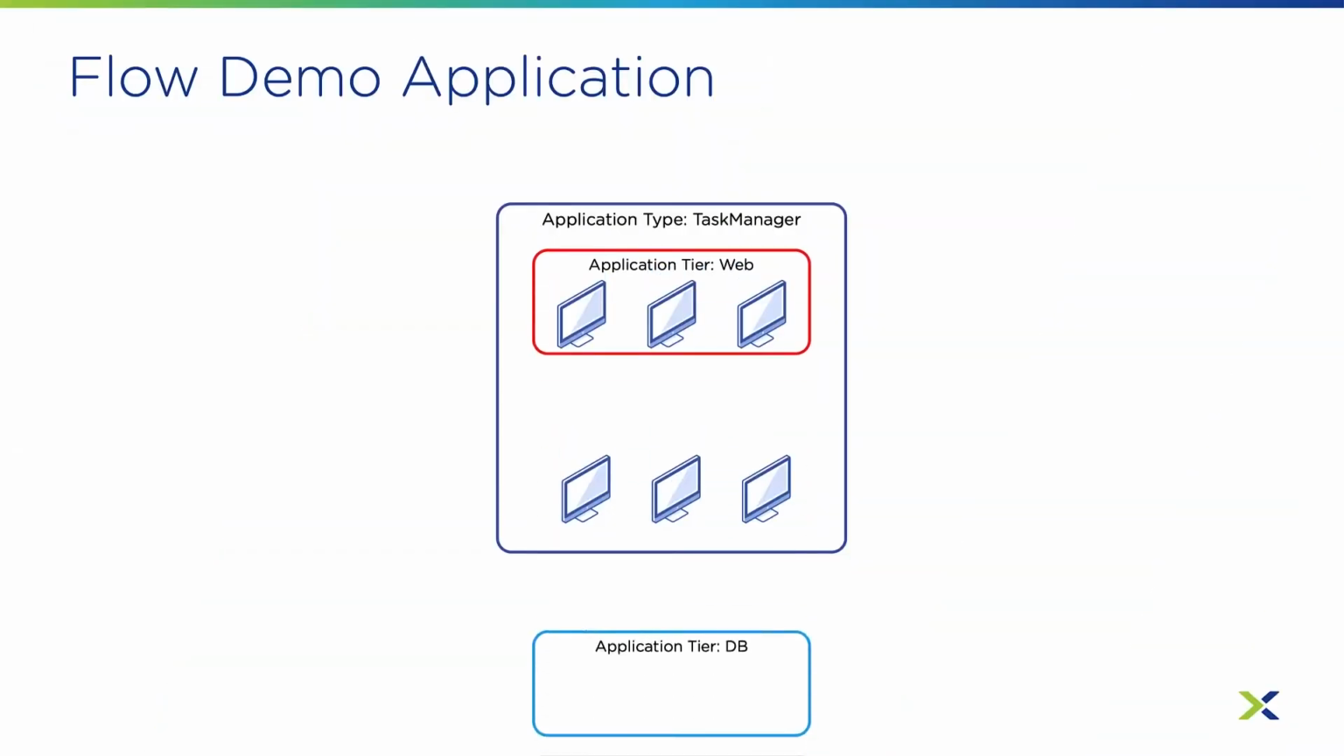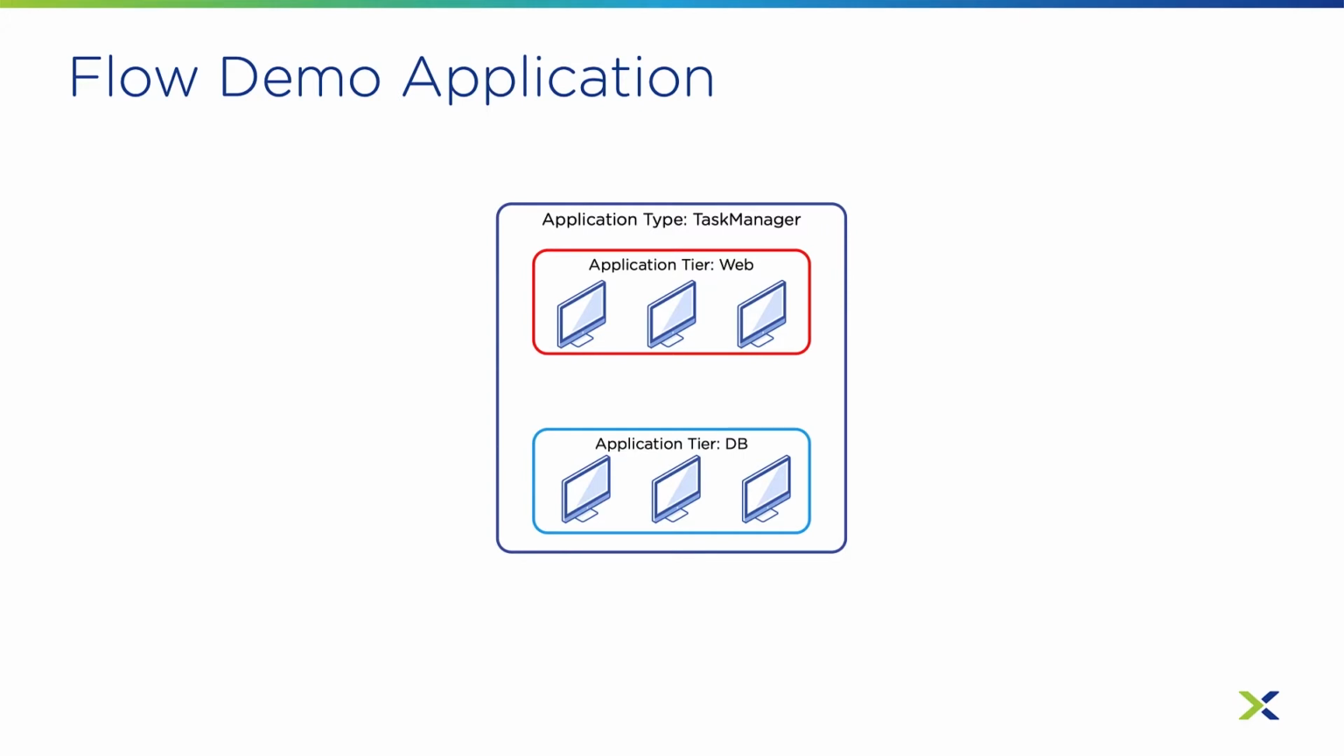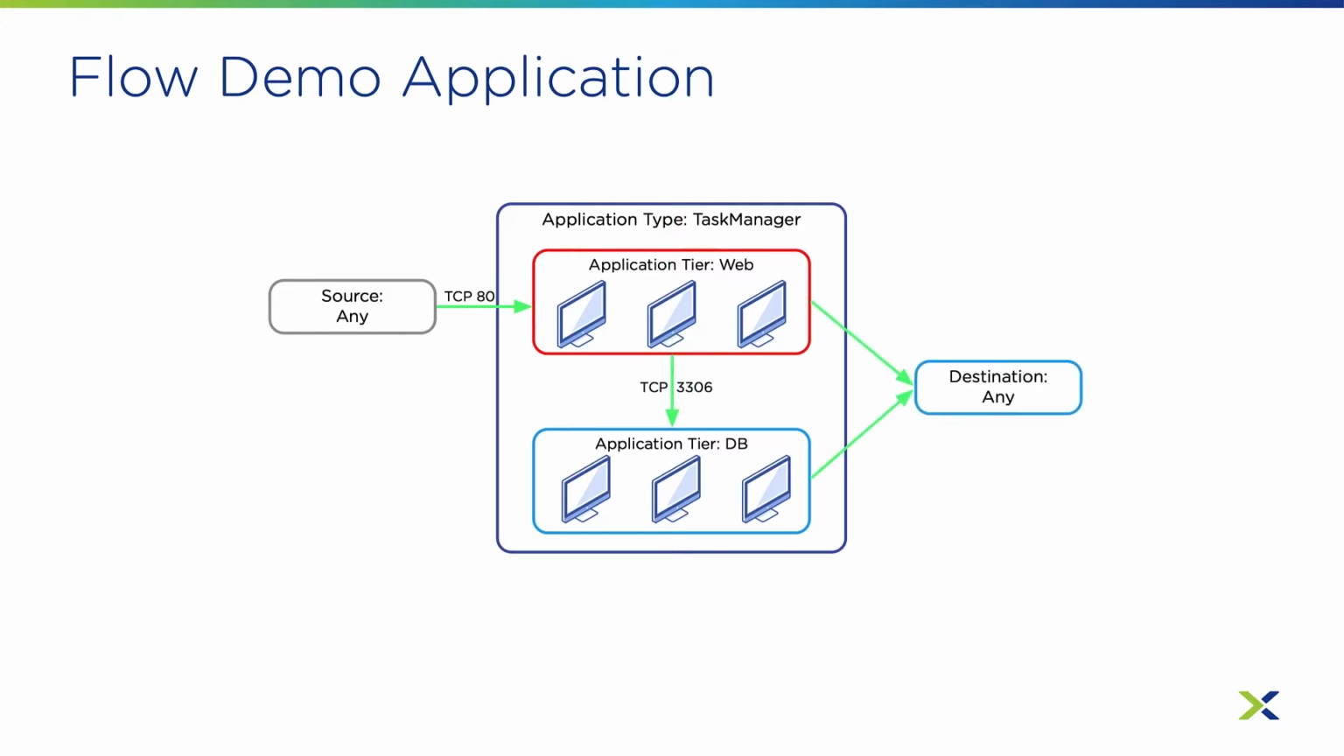Here's our example application, which has a web and a database tier. Our application developers told us that the web tier needs to allow inbound access on port 80, and the web tier needs to talk to the database on port 3306. For now, we can allow outbound access and lock down the outbound traffic later.